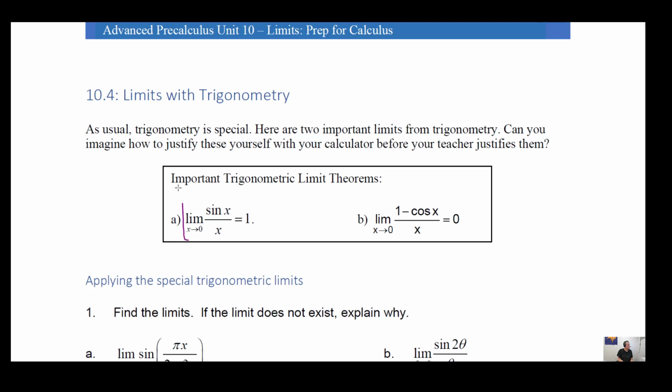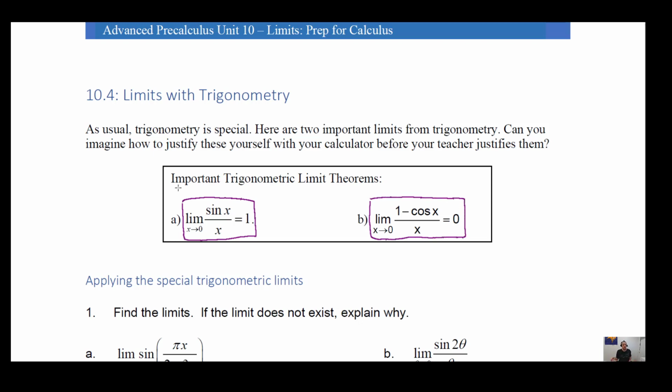Fact 1 is that the limit as x goes towards 0 of sine of x over x is equal to 1. We sort of discovered this on day 1 because we did a table where we filled in values, so this should not be too terribly shocking. And then one that's related to cosine is that the limit of 1 minus cosine of x over x as x heads towards 0 is equal to 0.